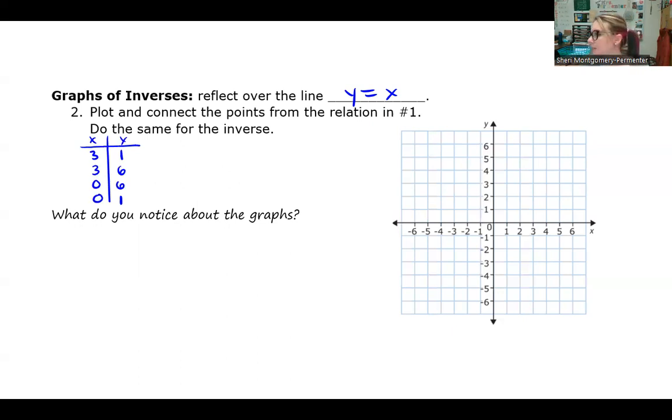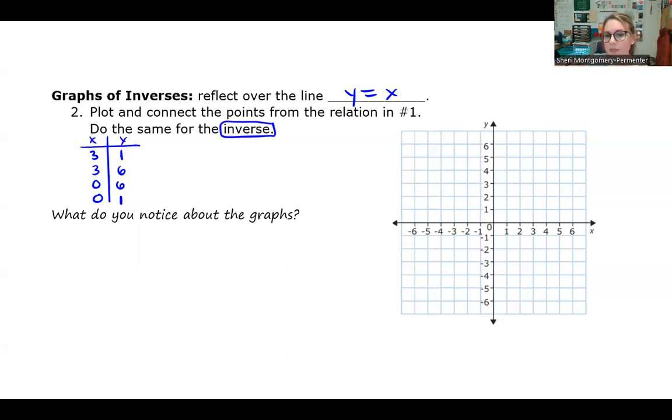Did I write those down correctly? Because I can't see them. I kind of had to do it by memory. Y'all have to tell me, I'm not looking at the worksheet. Are those correct? Okay. So now I'm going to make a table for my inverse.